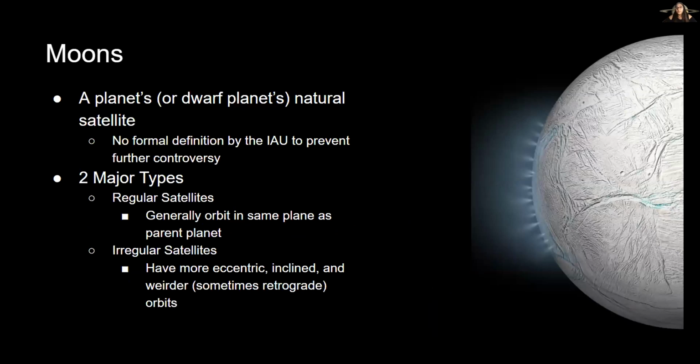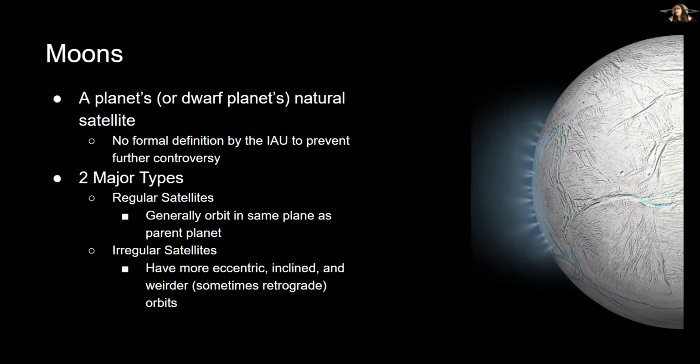On to the more cool things, personally, in my opinion, within our solar system: moons. So far, there have been about 160 confirmed moons, and there are many, many more still in that provisional area where they haven't been officially declared moons, but they're probably going to be at some point soon. A planet or dwarf planet's natural satellite is the basic definition of a moon, but funnily enough, there is no formal definition provided by the IAU, partly to prevent further controversy, because after the hot takes over the Pluto situation, the IAU really wants to back away and not be the heat of all problems.